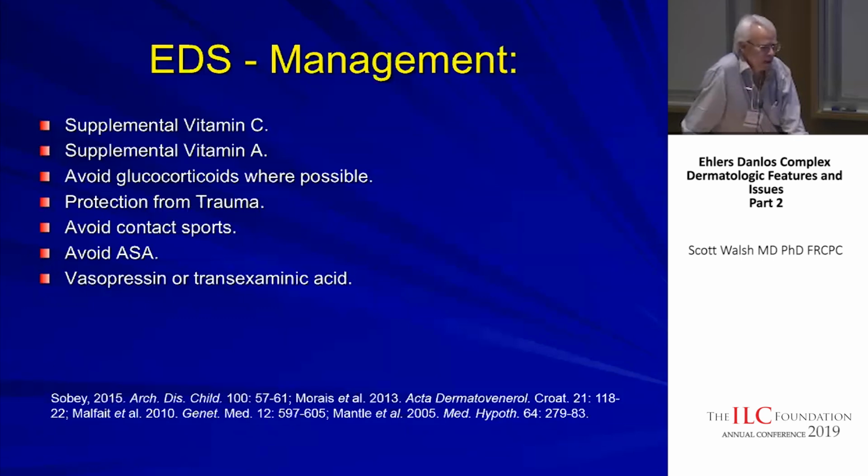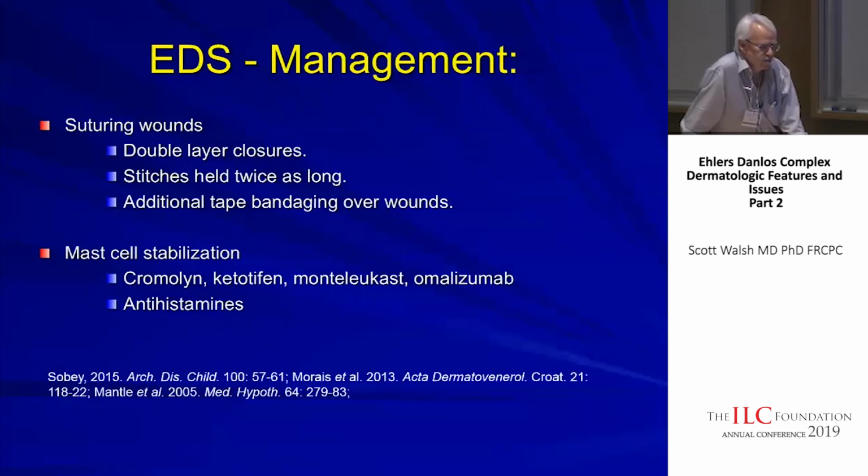Suturing wounds: use double-layer closure and leave the sutures in longer, usually twice as long as you normally would. Steri-strip wounds or give additional support to them. And now the mast cell phenomena.